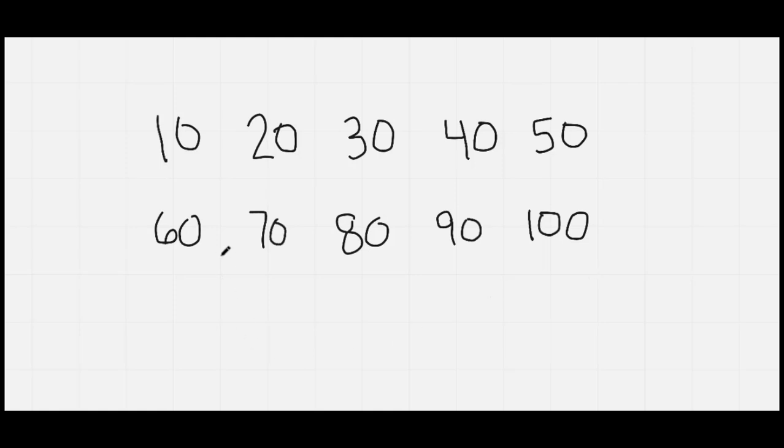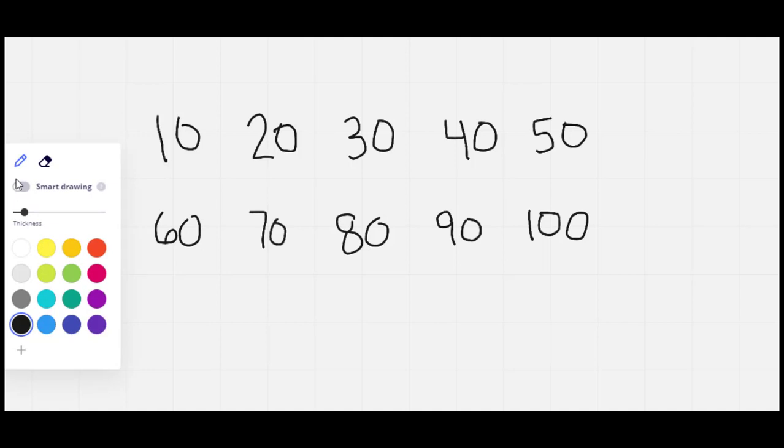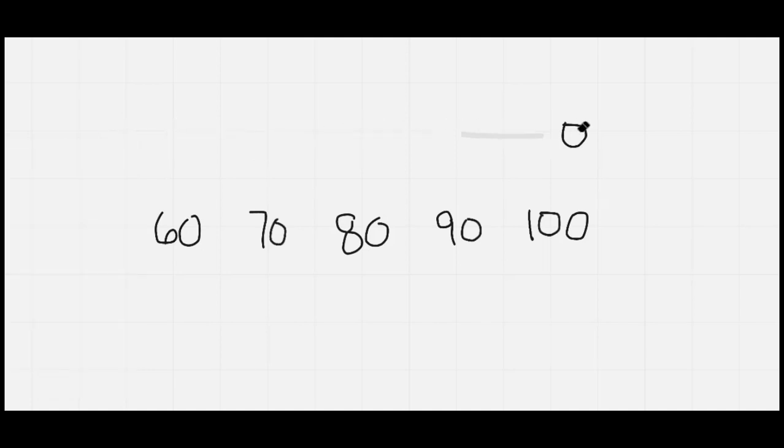Nice job. Let's count by 10s. 10, 20, 30, 40, 50, 60, 70, 80, 90, 100. Let's erase those and see if you can do that without looking. Here we go again. 10, 20, 30, 40, 50, 60, 70, 80, 90, 100. Nice job, everybody.